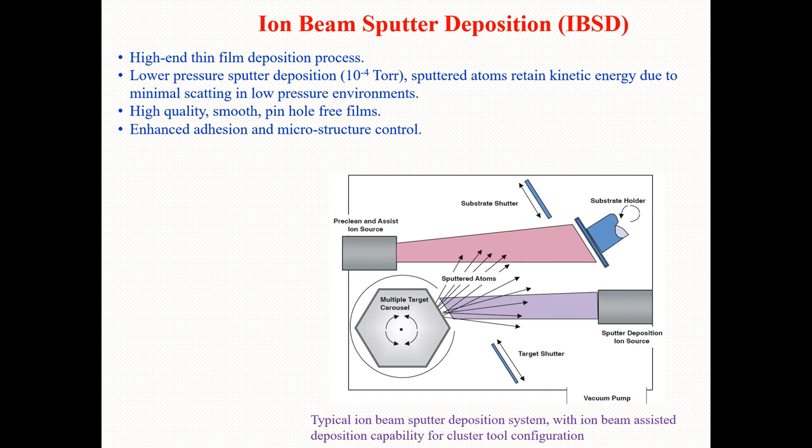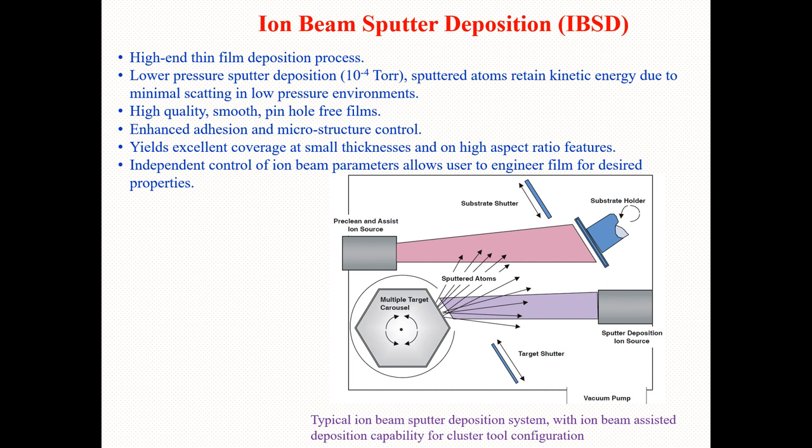By utilizing this technique, we can have enhanced adhesion and microstructure control. Similarly, we can get excellent conformal coverage, with small thickness, on high aspect ratio features. And remember, this technique has independent control of ion beam parameters, which allows the user to engineer films for desired properties. Let me repeat: the ion beam sputter deposition technique has independent control of the ion beam parameters, which allows the user to engineer films for desired properties.